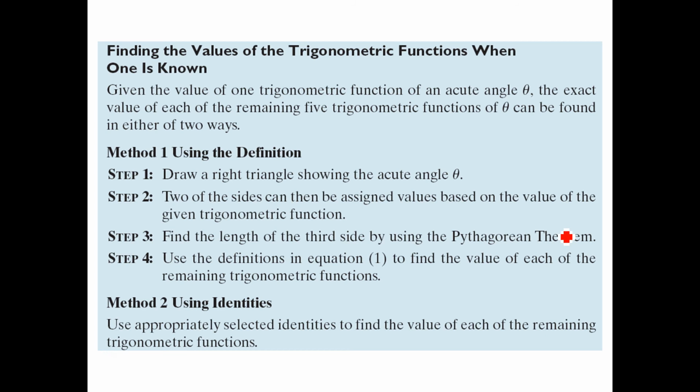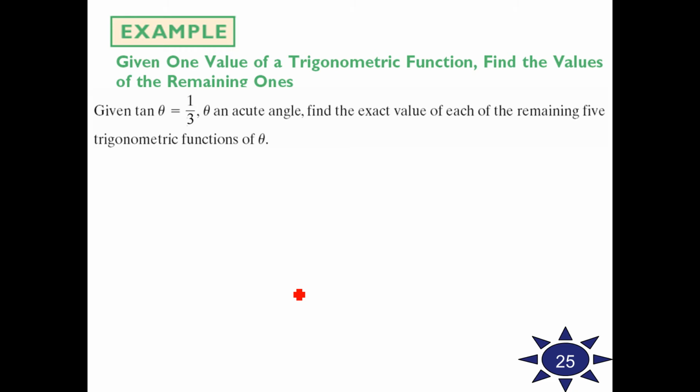So, a couple options here. Method 1 is to use the definition, drawing a right triangle, and then we've got 2 of the sides, so we can figure out the last side, and then we just plug all the sides in. Method 2, which we'll do right now, is to use the identities. So let's see here. Tangent theta equals 1/3.